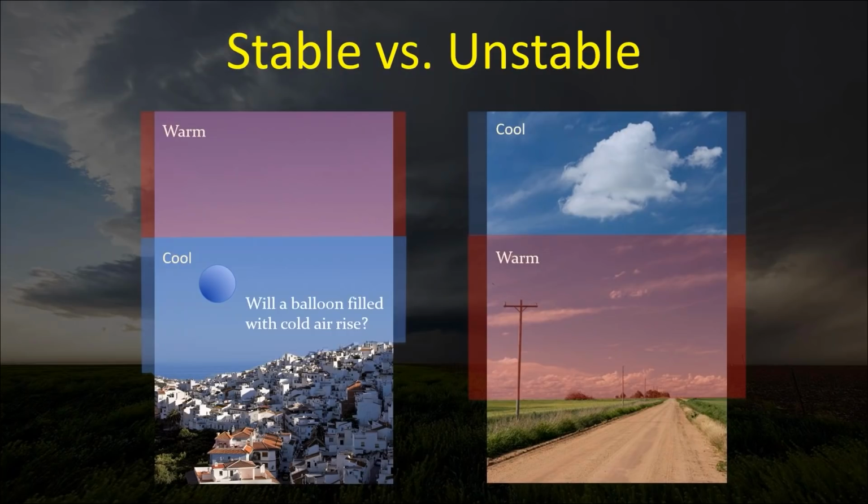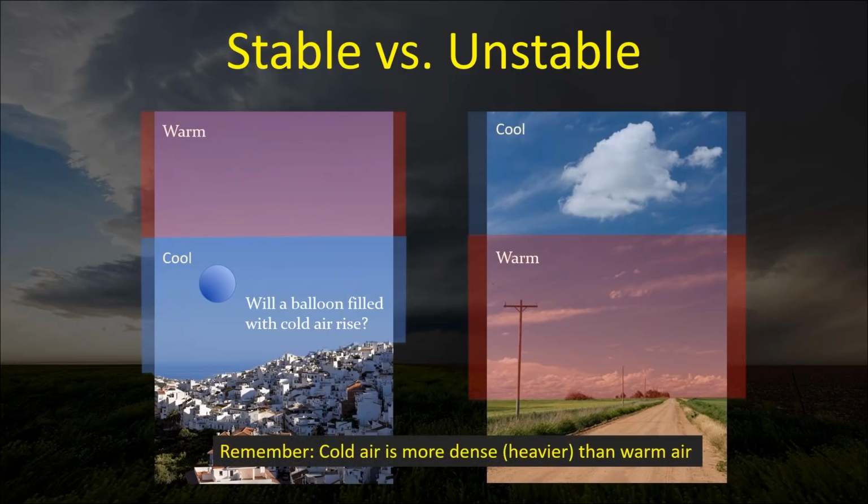So first example, we have a balloon, and it's sitting in a cool air mass at the surface, and you have warmer air above it. So the question is, will this balloon want to rise or will it want to sink? And the key here is to remember that cold air is more dense, or as you can think of it, heavier than warmer air. So in this case, if we let that balloon go, it's really just going to sink because it's cooler than the surrounding air around it. So it's heavier. So that air is going to want to sink. It's not going to want to rise. So in this example, when you have cooler air beneath warmer air, that's considered stable.